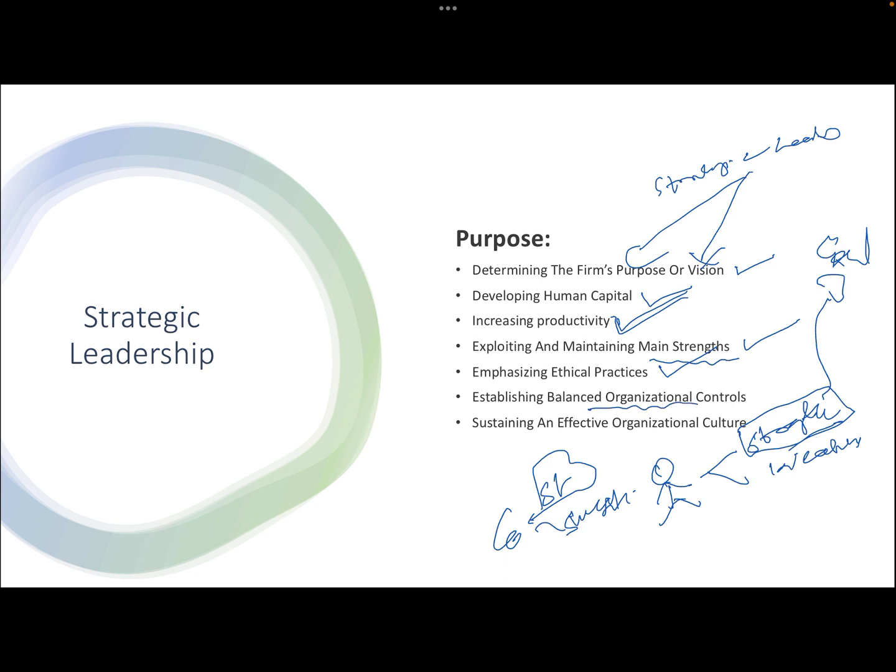And to have some balanced organization control. So there will be a better organization structure, approval hierarchies, and then proper review mechanisms. All those things will be set by strategic leaders in the organization. So in that way, strategic leadership is very critical for organization success.